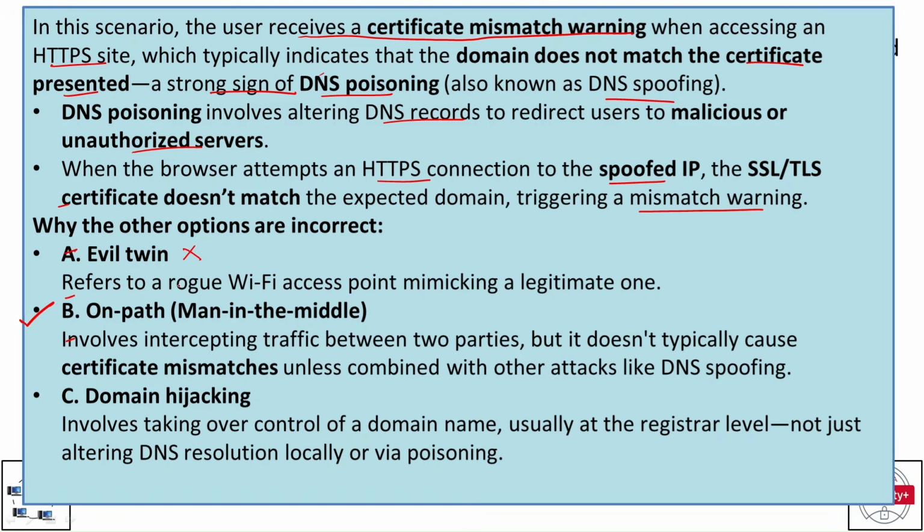Option A, evil twins refer to a rogue Wi-Fi access point mimicking a legitimate one. Option B, on-path or man in the middle involves intercepting traffic between two parties, but it does not typically cause a certificate mismatch unless combined with other attacks like DNS spoofing. And option C, domain hijacking involves taking over control of a domain name, usually at the registrar level, not just altering DNS resolution locally or via poisoning.